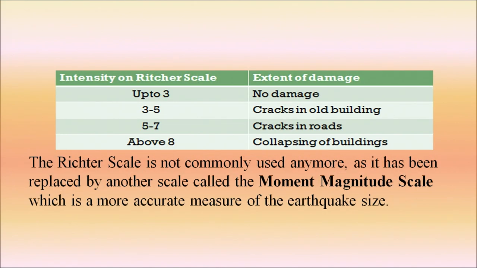There is a table which shows intensity on the Richter scale and extent of damage. Up to 3, no damage. If intensity is 3 to 5, cracks in old buildings. If 5 to 7, cracks in roads. Above 8, collapsing of buildings. The Richter scale is not commonly used anymore, as it has been replaced by another scale called the moment magnitude scale, which is a more accurate measure of the earthquake size.